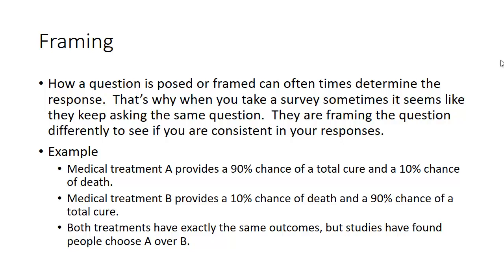You have a medical treatment, A, that provides a 90% chance of a total cure and a 10% chance of death. Medical treatment B provides a 10% chance of death and a 90% chance of total cure. Clearly, both treatments are exactly the same, right? The same outcomes. But studies have found that people will choose A over B because they see the 90% first, and so they're thinking positively about the cure, whereas in B, they see the probability of death first, and they're thinking of the bad outcome. So again, how the question is posed makes a difference.